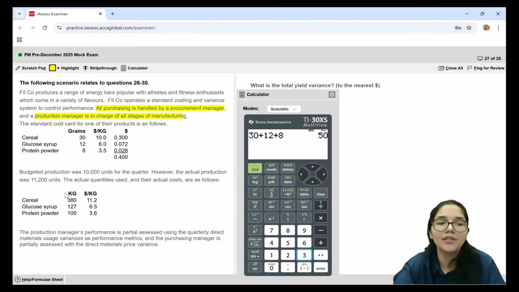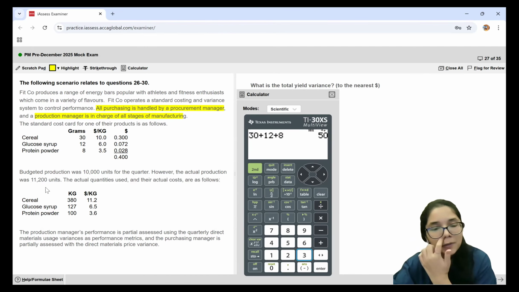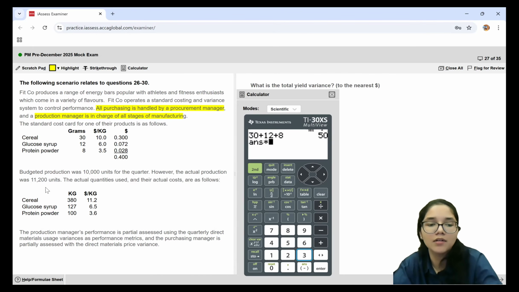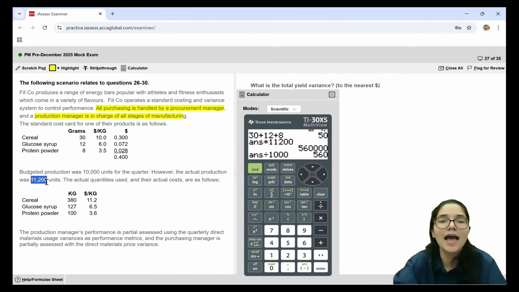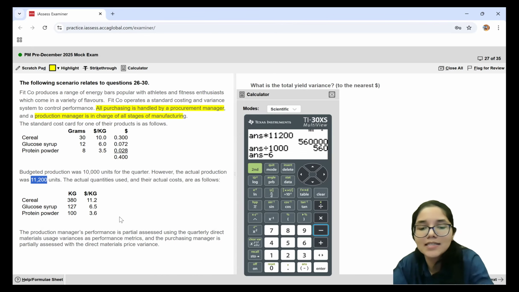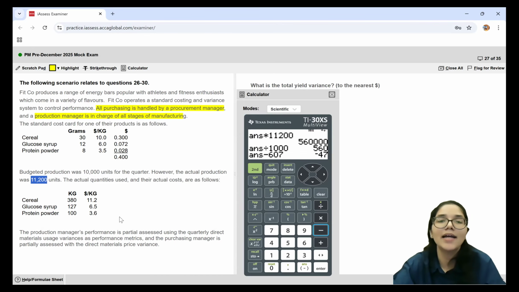Now, if I want to manufacture 11,200 units, how much raw material should have been used? If you multiply this with 11,200, this is the number in terms of grams. If I want to convert it to kgs, I can simply divide it by 1,000 to get 560 kgs. That means if I wanted to manufacture 11,200 units as per the budget, it should have taken me 560 kgs of material. But did I take 560? No, I ended up taking more. I ended up taking 607 kgs in total. That means I exceeded the raw material input by 47 kgs.